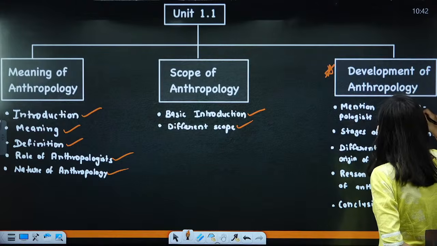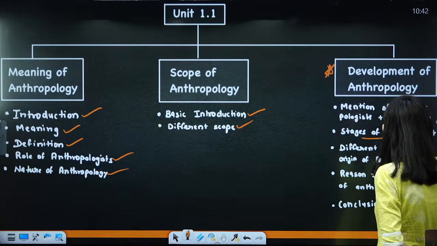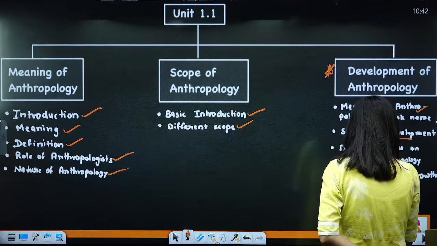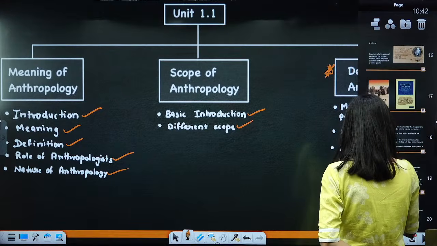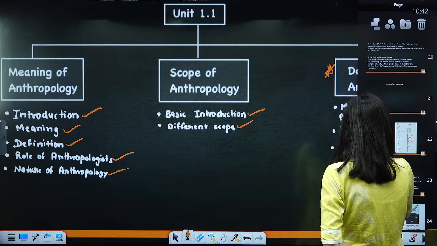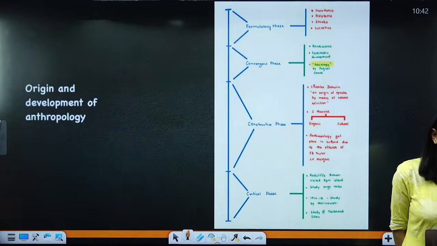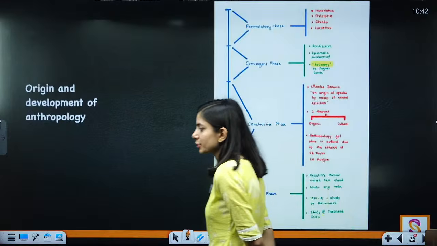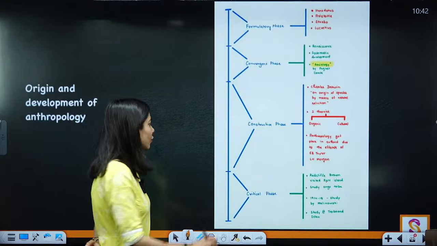Fine. So now let's first start with the first part, the mention of anthropologists and their book name and the stages of the development. Fine. So let's start with the same. Fine. So this is basically the part where we are going to talk about the origin and the development of anthropology.